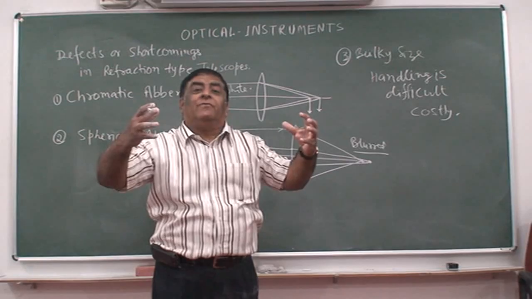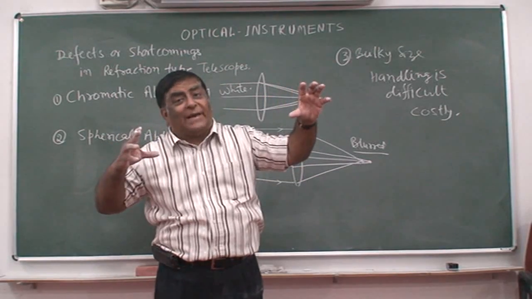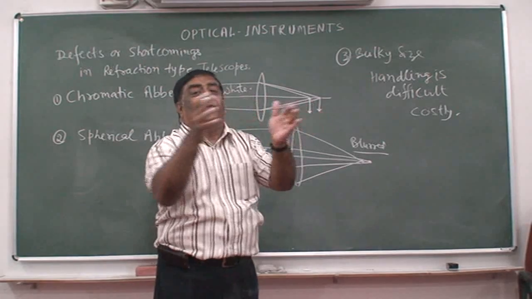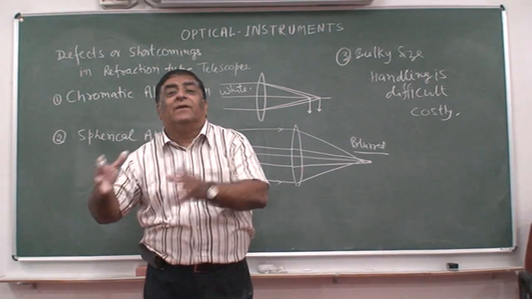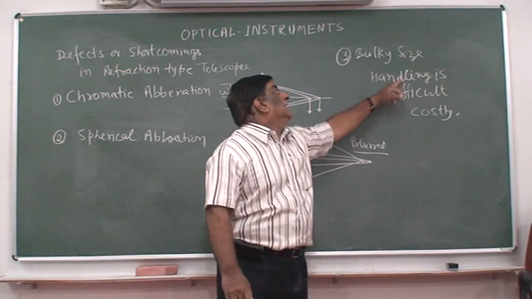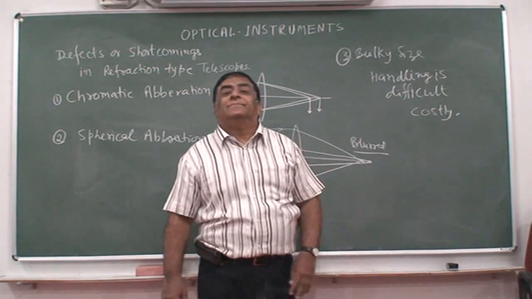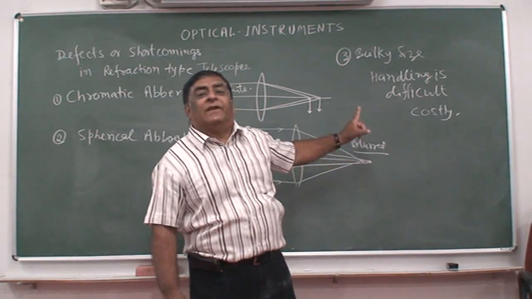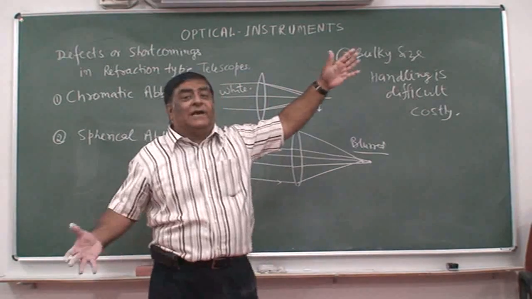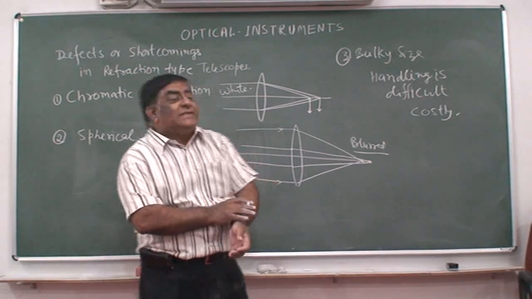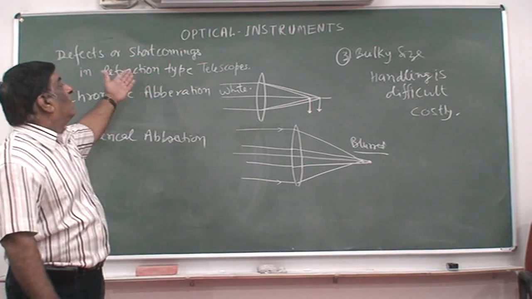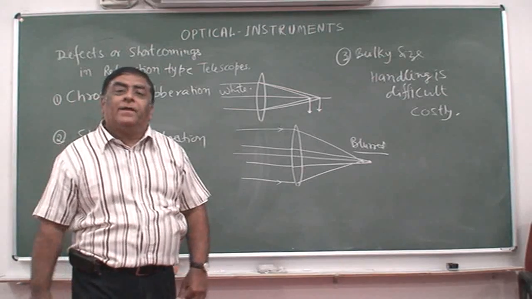and that rim we have to fit in a pipe, and there should be an arrangement for moving it. All this put together becomes very, very heavy, very bulky, and the handling is very difficult. This makes it very difficult for handling if you make a large telescope. So these are the three shortcomings or problems in the refraction type of telescope.